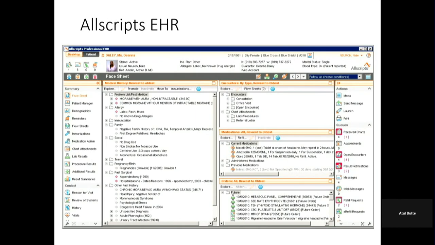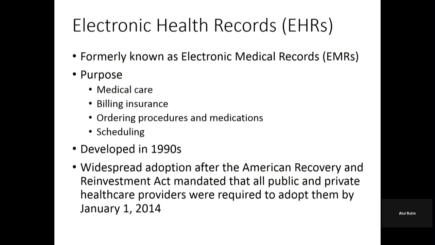So when I started to get involved with electronic health record research, this was a long time ago, and I'll tell you a little bit more about that. But really briefly, they were formerly known as electronic medical records. So in case you're wondering what's the difference between an EMR and an EHR, nothing. For some reason, the name changed. I actually don't know who changed it. It's like Prince, the artist now formerly known as Prince. They were EMRs, now they're EHRs.